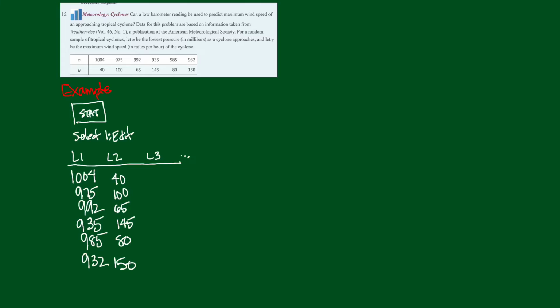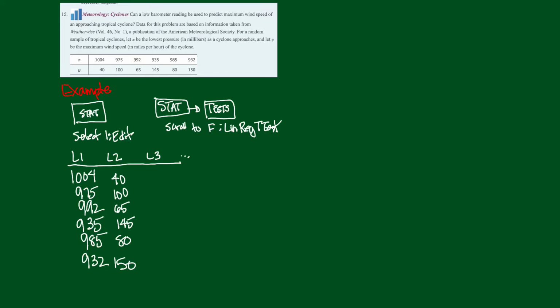Now you've got your data in. So now go back to that stat key. This time we want to scroll over to tests. We're ready for our test. And now what you have to do is you have to scroll down to the proper test. So you can scroll down all the way to F. F says linear regression t-test.